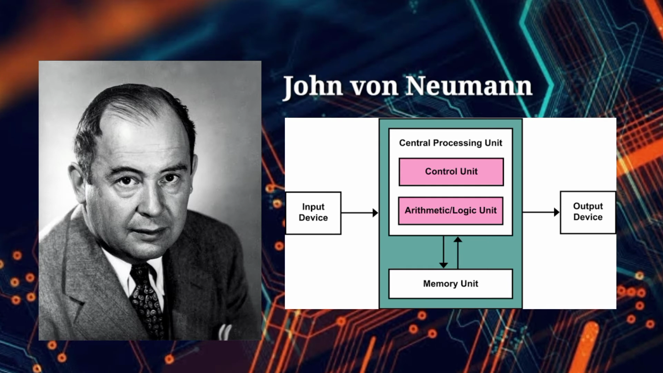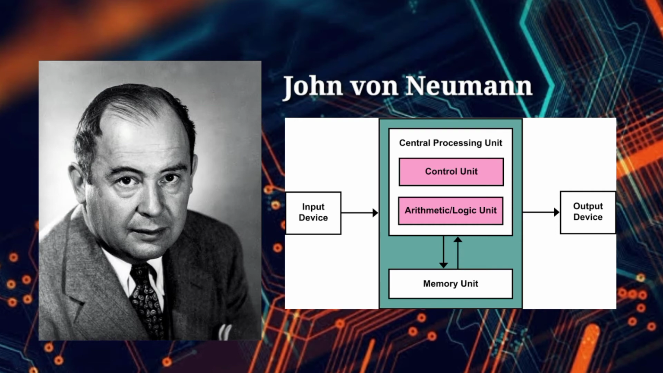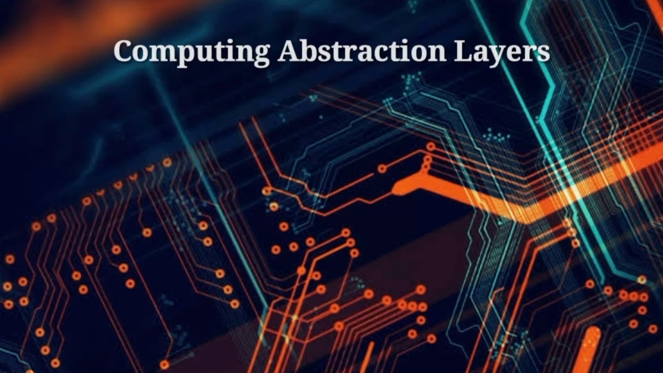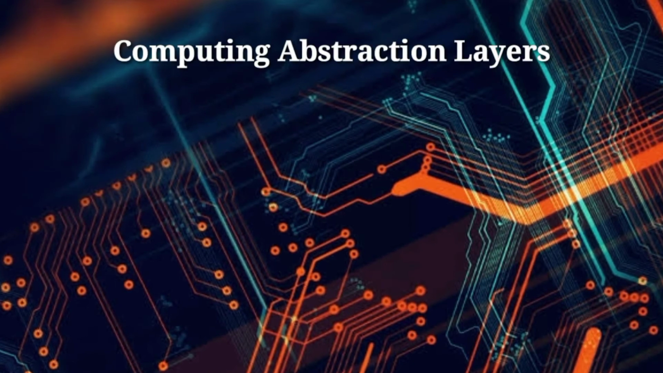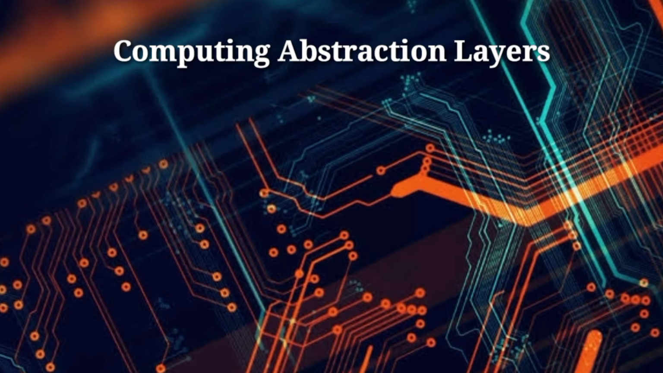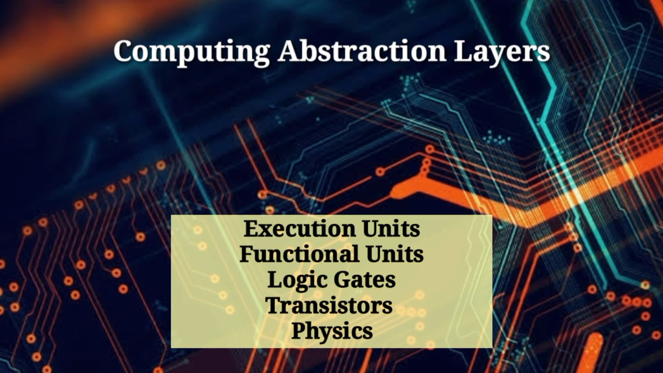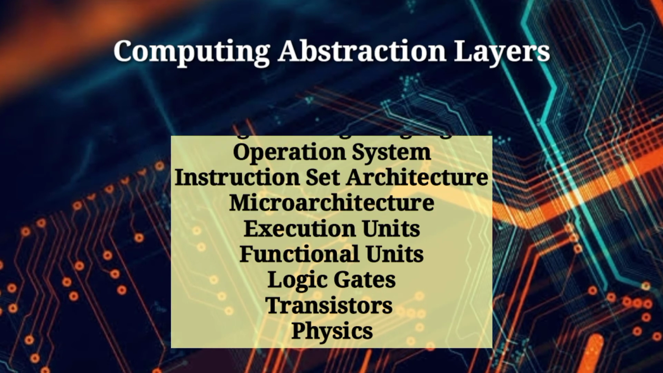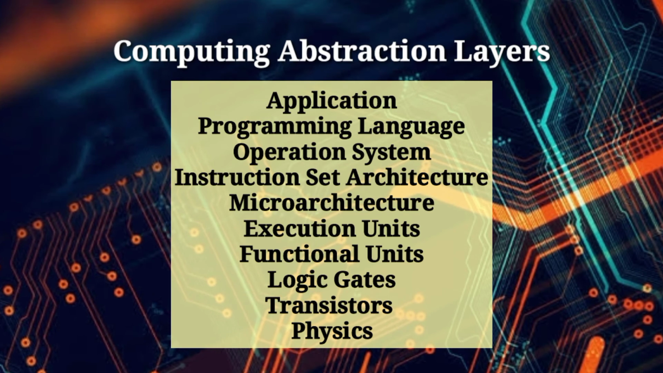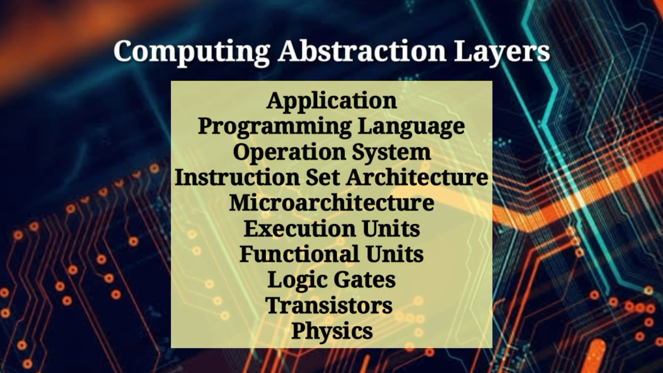At this point, we're already done with the CPU's historical overview. We'll be moving on to its computing abstraction layers. These layers are of different levels with different tasks and purposes, from physics, going up to transistors, logic gates, functional units, execution units, microarchitecture, instruction set architectures, operating systems, programming languages, up until application.